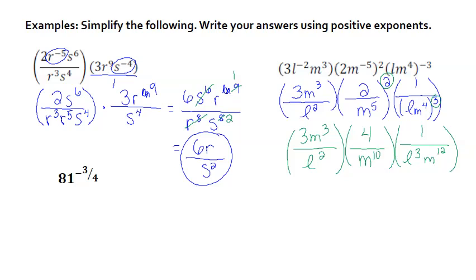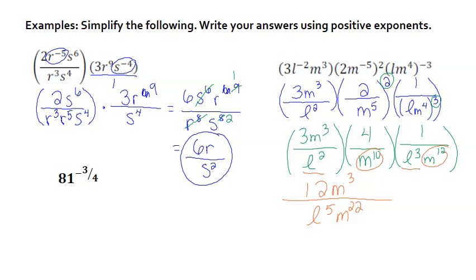So now I'm going to combine them all together by multiplying. So I have no other numbers in my numerator except for 3 and 4. 3 times 4 is going to give me 12. And then m cubed is by itself in the top. If I look in my denominator, I have l squared and l cubed, so I have a total of l to the 5th. And then I have m to the 10th and m to the 12th, so I have m to the 22nd power. Again, we want to simplify anything we can.